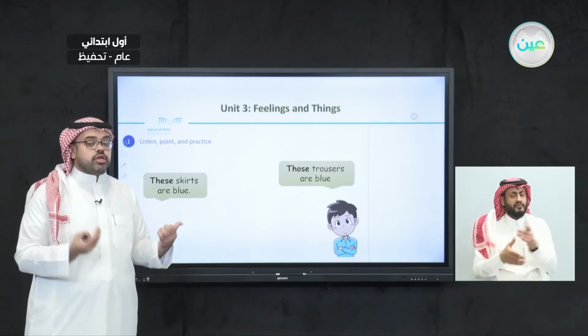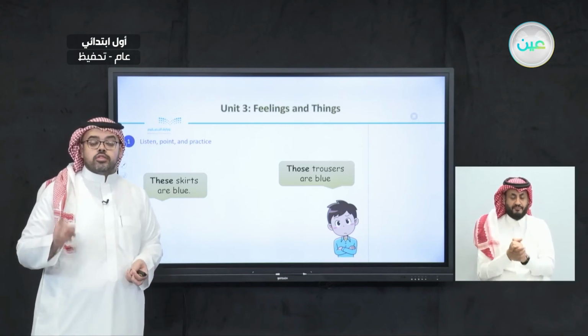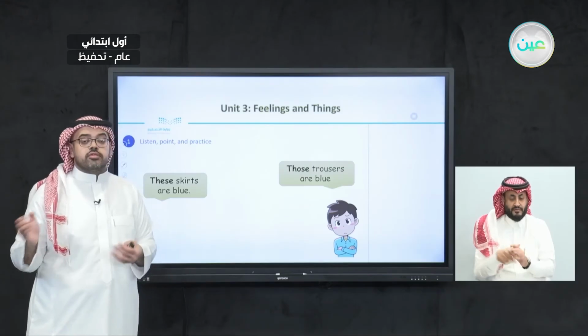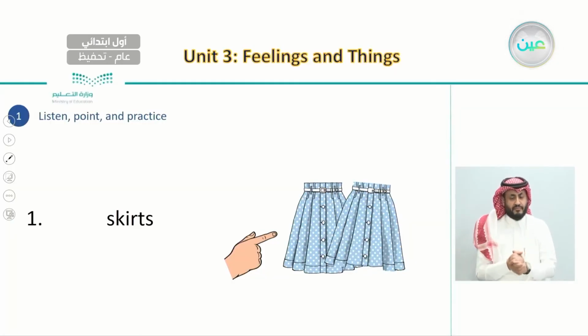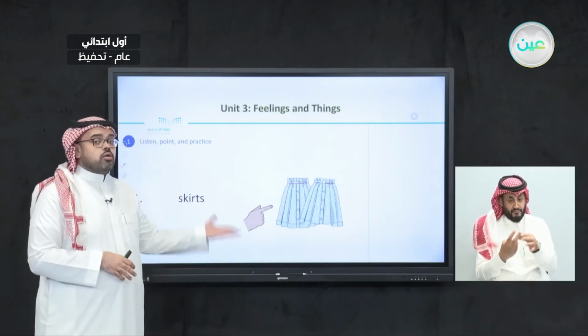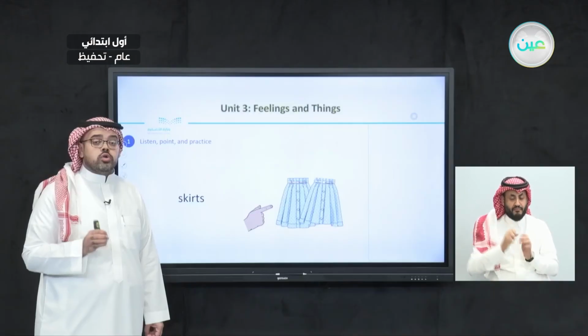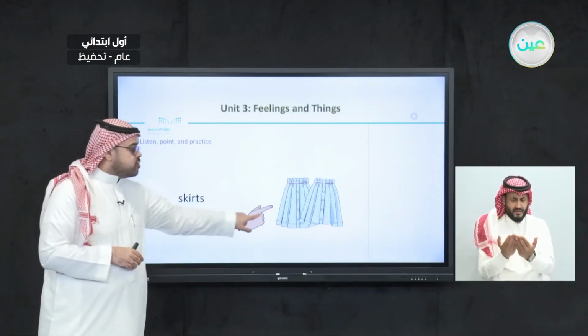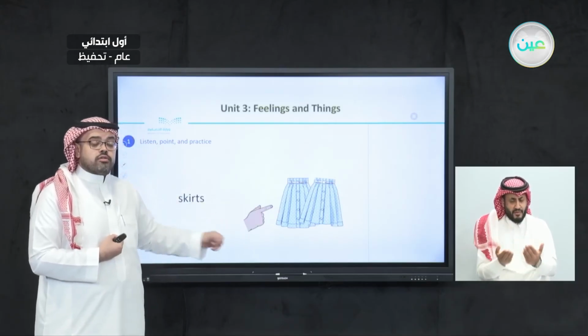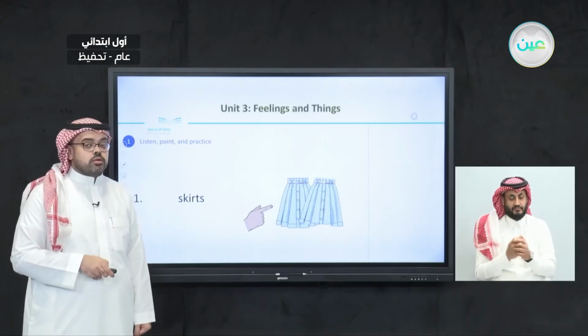Now let's first read some examples of these and those, and after this we will know the difference between them. The first example we have here is in exercise number 1. Listen, point, and practice. Here someone is pointing close to two skirts. And with this one we said, these skirts. We use the word these if something is very close to us. These are skirts. This is number 1.